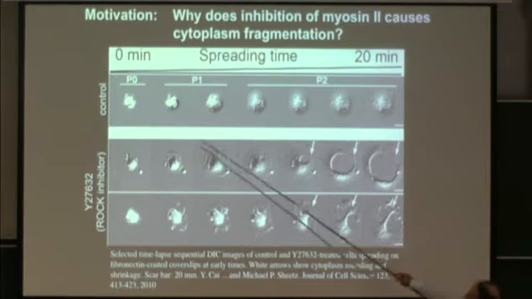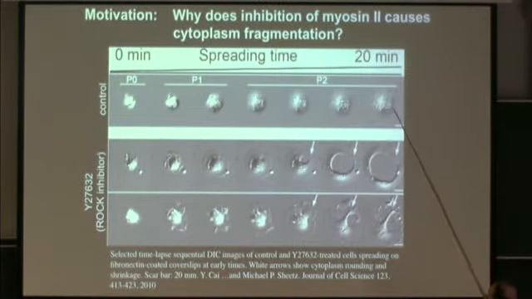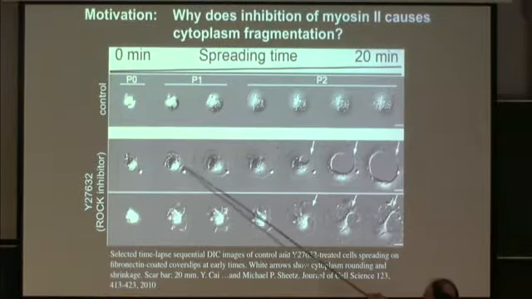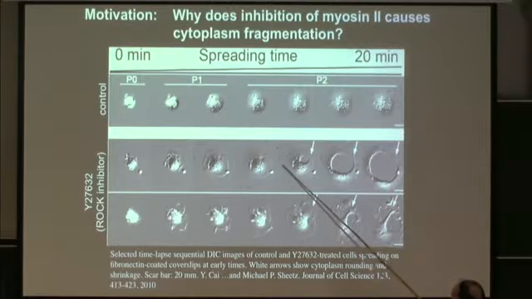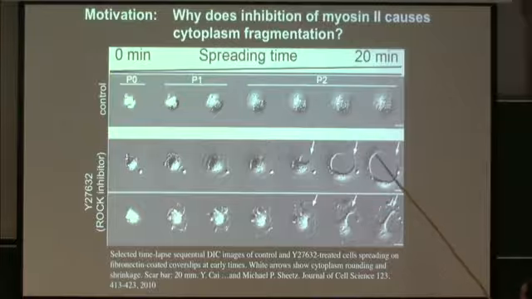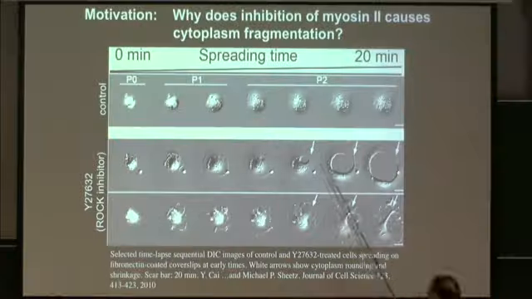For example, these are control cells which are spreading, and you see typical discoid cells. But if such a cell is spreading in the presence of an inhibitor of myosin, you see that here and there big holes in the cytoplasm can be formed. So it appears that the cytoplasm can no longer resist the membrane tension.